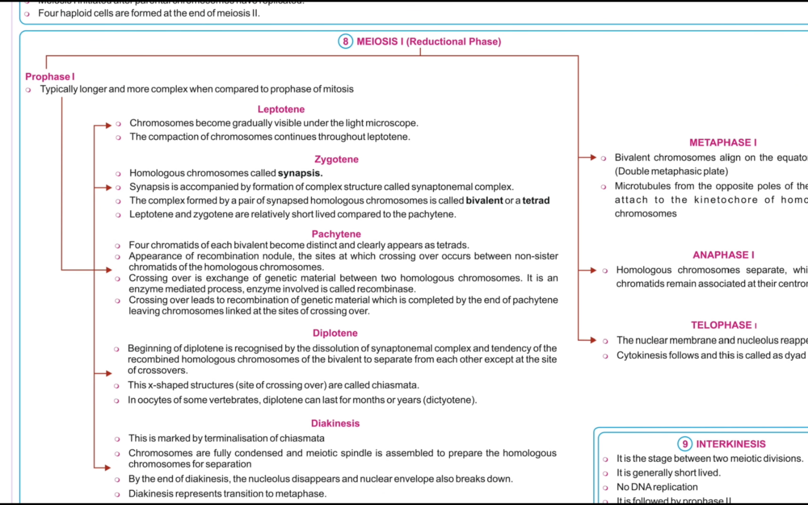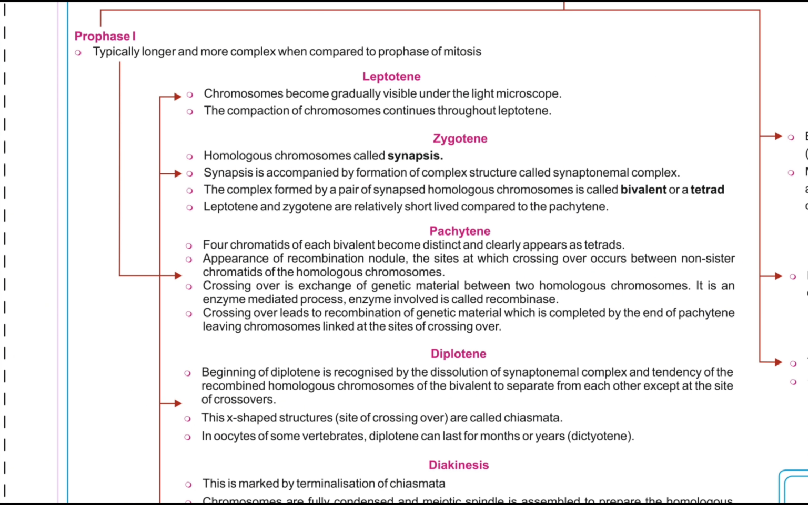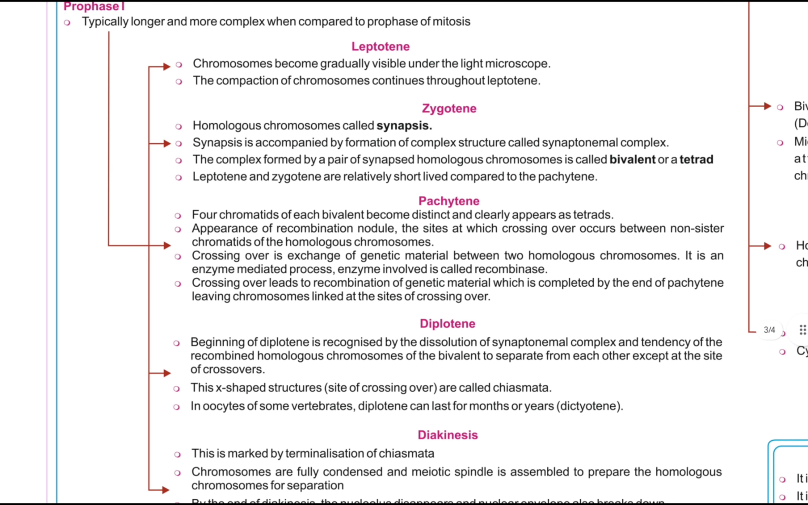Meiosis 1, reduction phase. Prophase 1 is typically longer and more complex when compared to prophase of mitosis. Leptotene. Chromosomes become gradually visible under the light microscope. The compaction of chromosomes continues throughout the leptotene. Zygotene. Homologous chromosomes pair, called synapsis. Synapsis is accompanied by formation of a complex structure called the synaptonemal complex. The complex formed by a pair of synapsed homologous chromosomes is called bivalent or tetrad. Leptotene and zygotene are relatively short-lived compared to the pachytene.